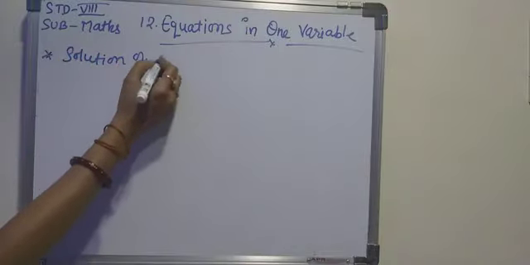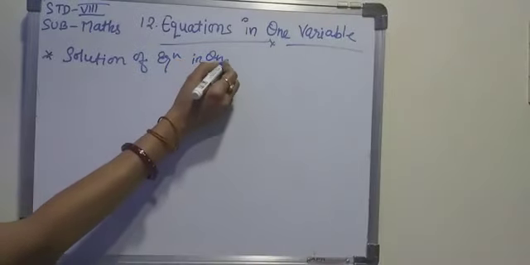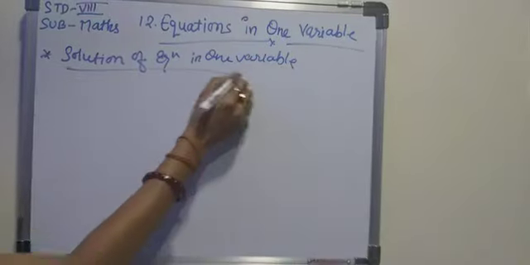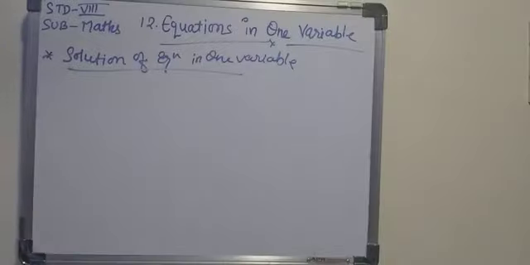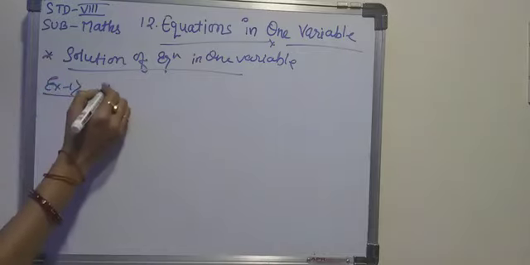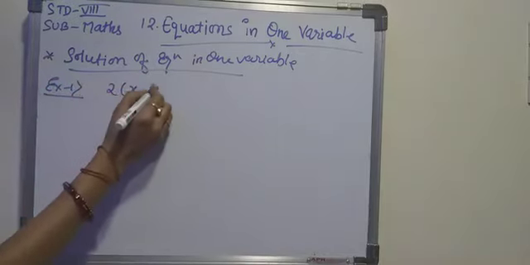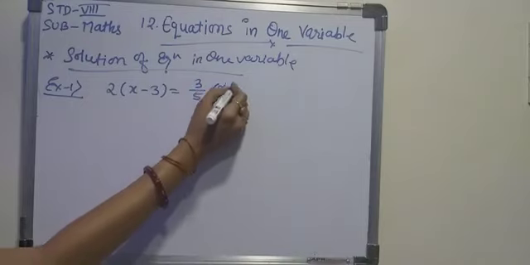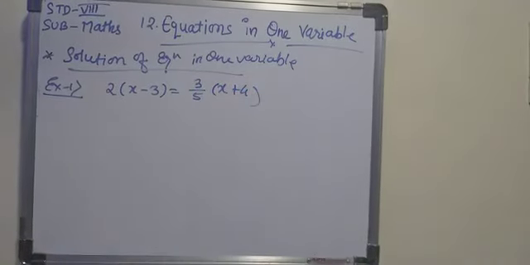Solution of equation in one variable. Let's see an example. For example, number 1: 2 times (x minus 3) is equal to 3 upon 5 into (x plus 4), right?